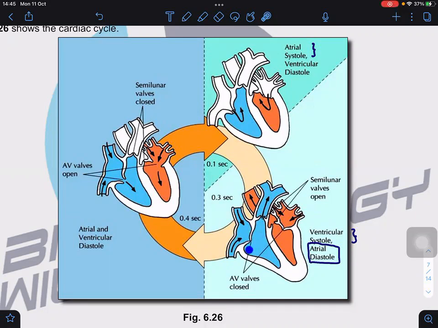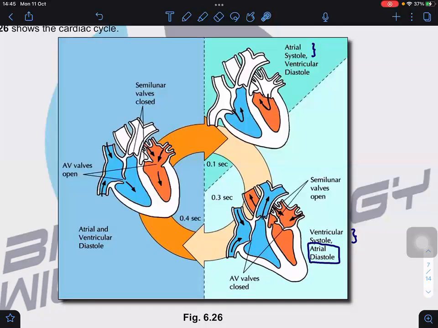So the closure of the valve creates the first heart sound. If you listen to the heart sound, you can hear that it's lub, dub, lub, dub, lub, dub. So the first heart sound, lub. So this lub is actually because of what? This lub is because of the AV valve closing. The closure of the valve is so strong that it produces the sound. This sound can be picked up if you use a stethoscope, or you simply put your ear next to the heart. You can listen to this heart sound due to what? Due to the closure of the AV valve.